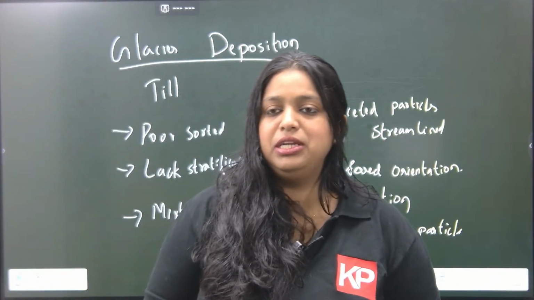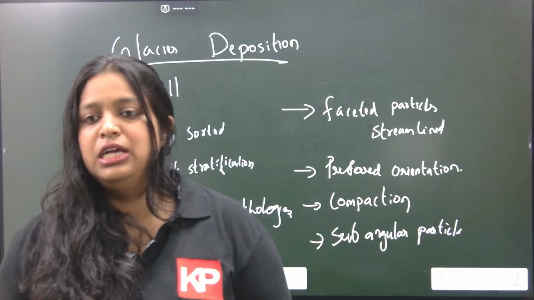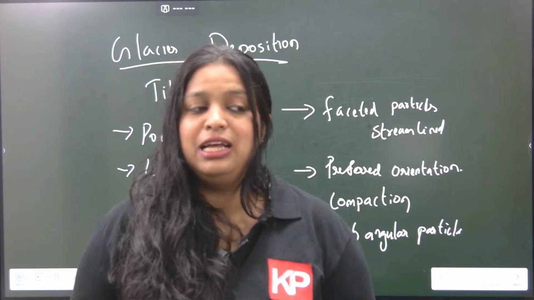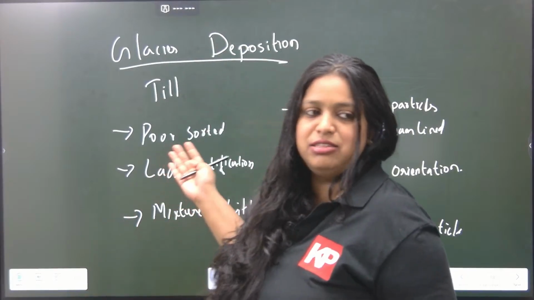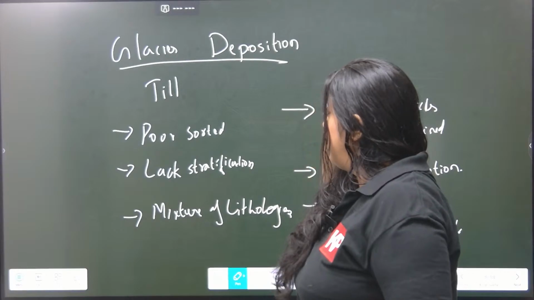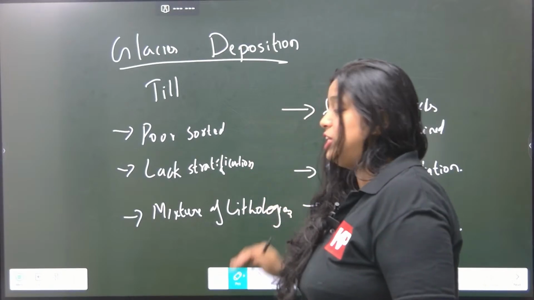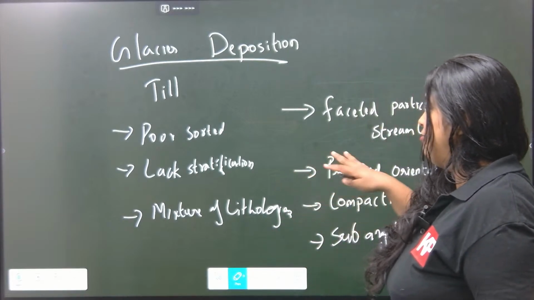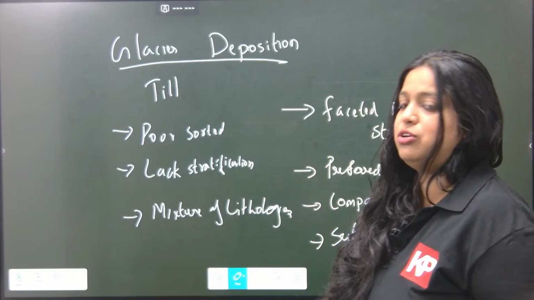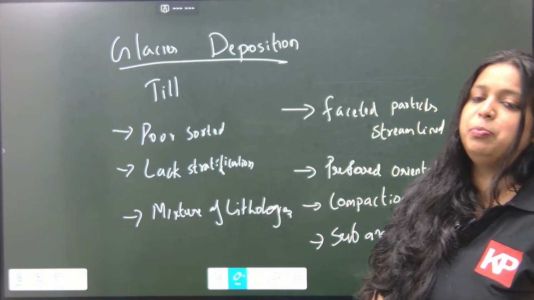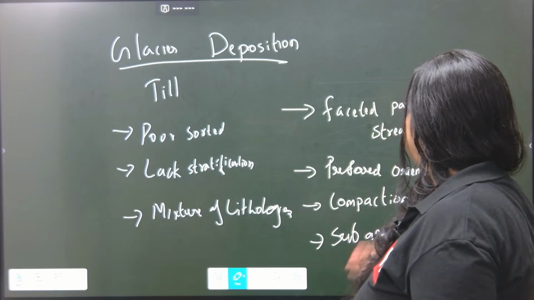Till is the sediment laid down by glacier. The sediments laid down by glacier are what is called till. These are the characteristics of till. They are poorly sorted. They lack stratification. There is no lamination or graded bedding present. They do contain a mixture of lithology. Faceted particles which are streamlined will be present in the till deposit.